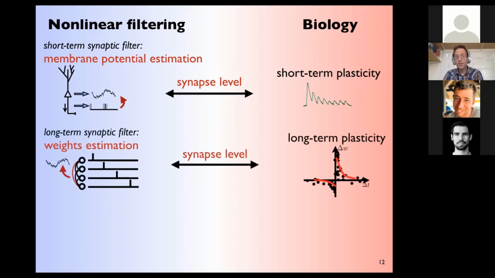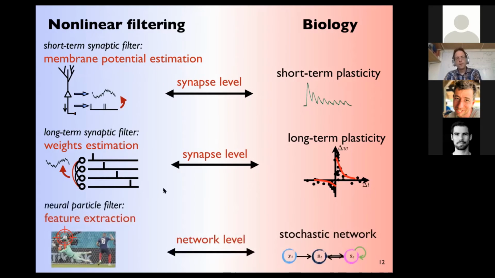The second application will be on long-term plasticity, and we'll view long-term plasticity as a nonlinear filter, where the task would be to estimate the ground truth weights. And for short-term plasticity, it is about estimating the presynaptic membrane potential. The last application will be at the neural network level, where the task is to extract some feature from the sensory input and show how you can implement this at the neural network level.